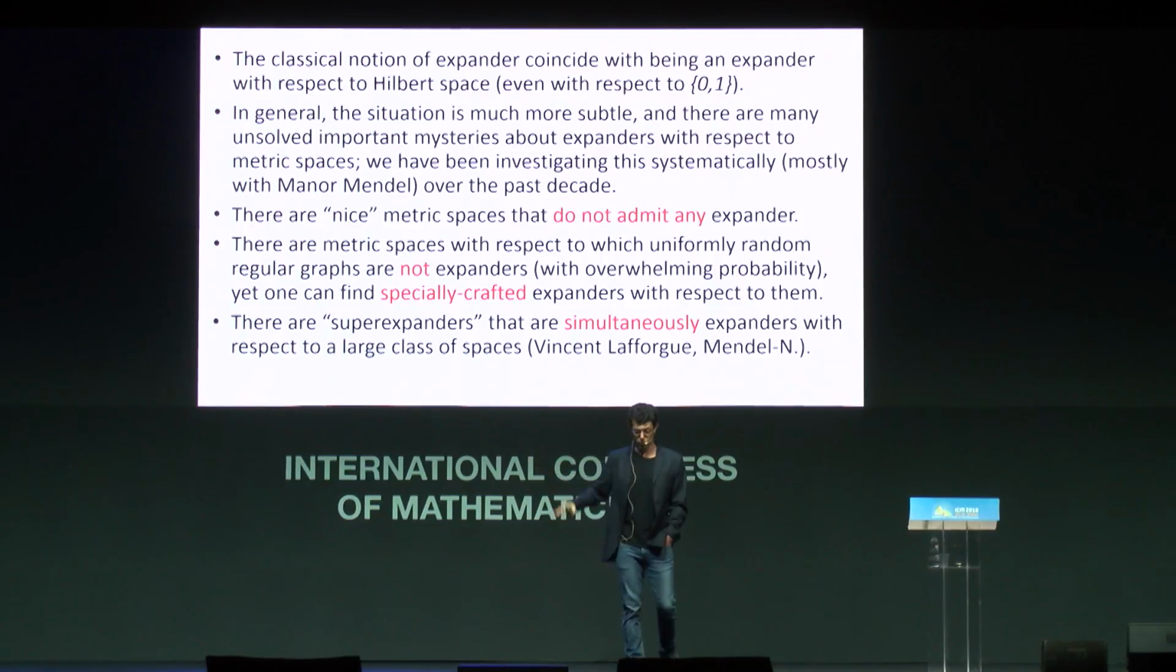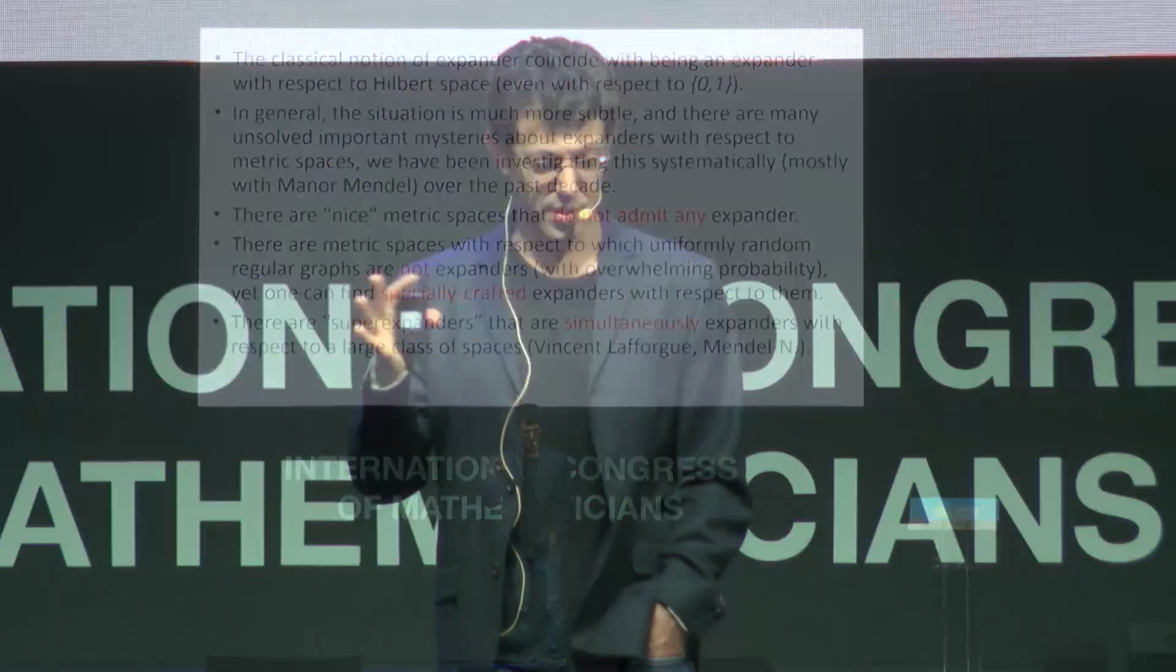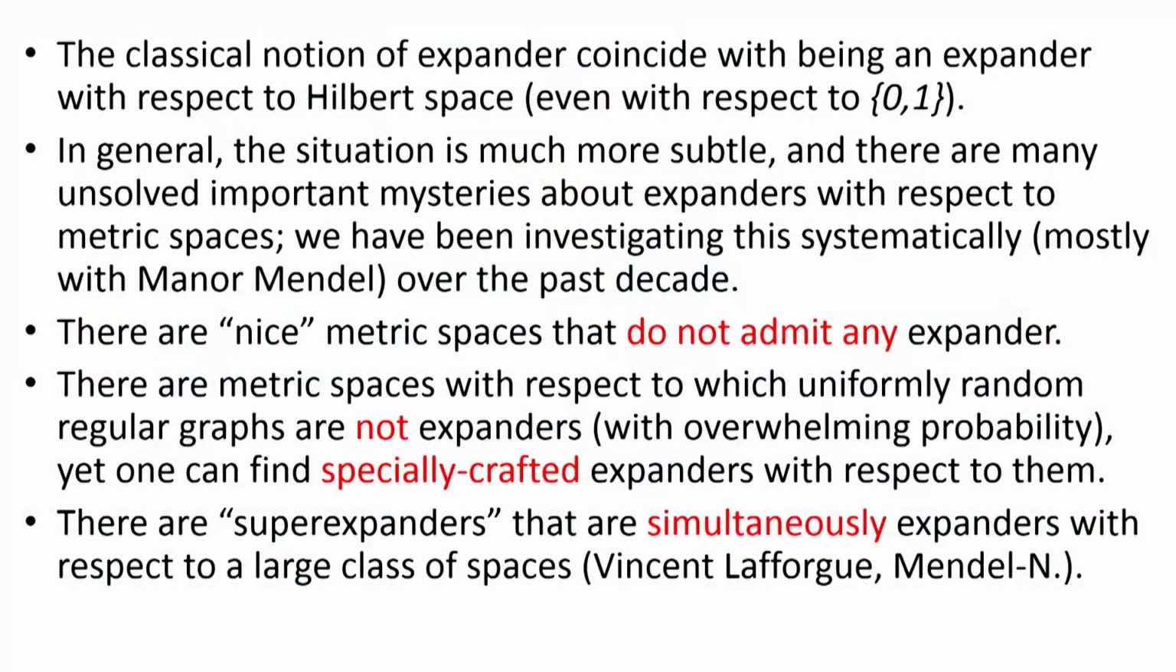One of them is due to Vincent Lafforgue, who will talk tomorrow about something else. And the other one is due to Mendel and myself, and these are very interesting graphs, and they're definitely not easy to come by at this point, at least. So the minute you change the perspective, you rewrite the notion of expansion. Instead of combinatorially, geometrically, there is an obvious generalization, and this obvious generalization just opens a completely new perspective on this very well-studied notion.